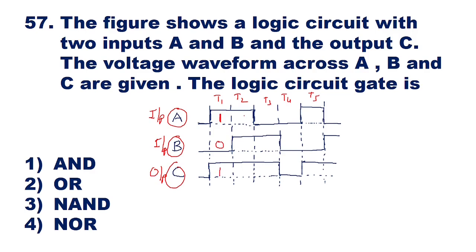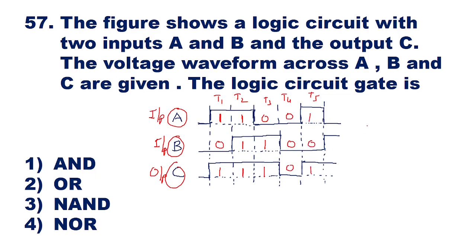If you see the second interval, A is high, logic 1, B is also high, and C is also high. In the third one, A is low, B is high, and C is high. In the fourth one, A is low, B is also low, and C is also low. And in the fifth one, A is high, B is low, and C is high.